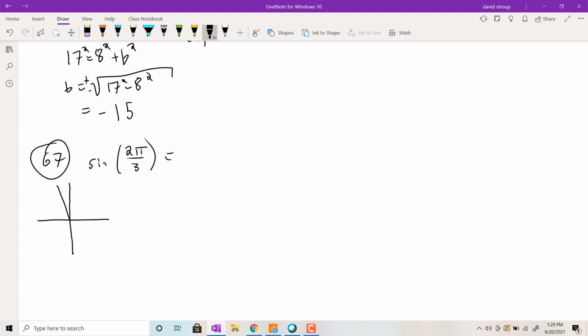1 pi over 2, 2 pi over 3 is in quadrant 2. So sine will be positive. The reference angle is pi over 3, so it's going to be root 3 over 2.